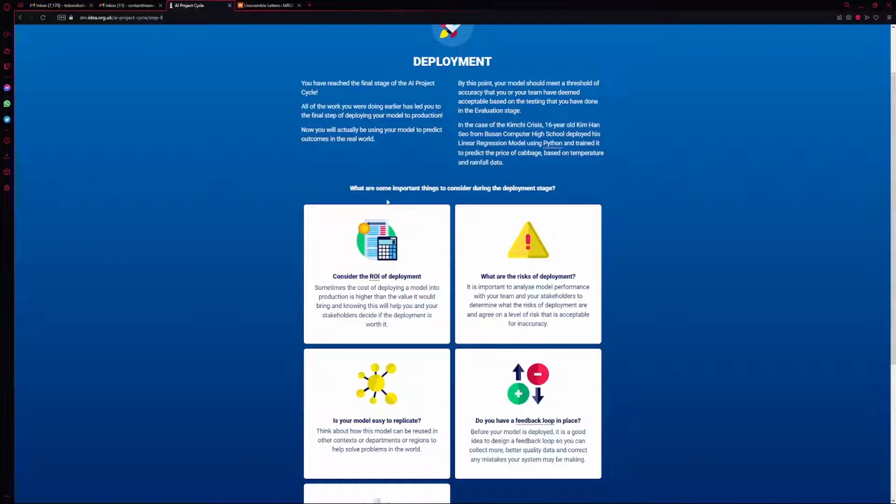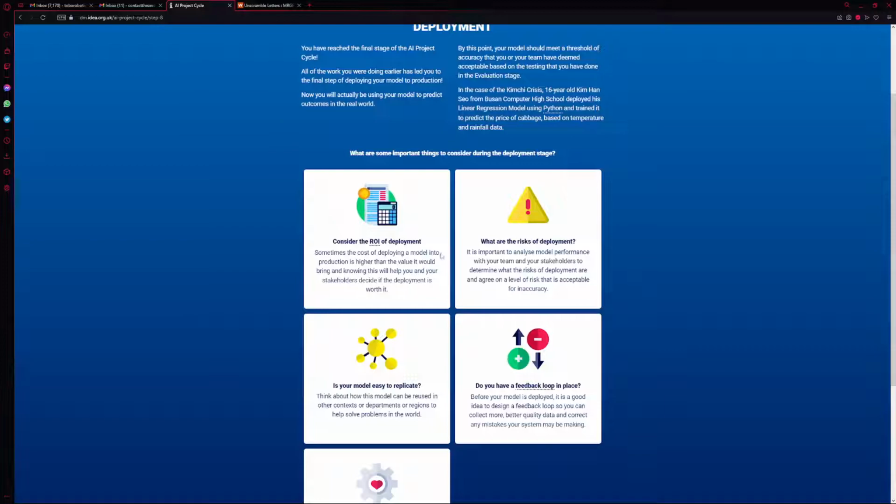So we'll move on. What are some important things to consider during the deployment stage? Consider the ROI of deployment, return on investment, the measure of cost of investment relative to the gain. Sometimes the cost of deploying a model into production is higher than the value it would bring, and knowing this will help you and your stakeholders decide if the deployment is worth it.